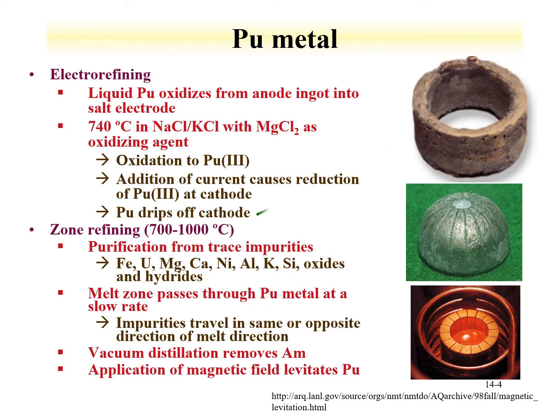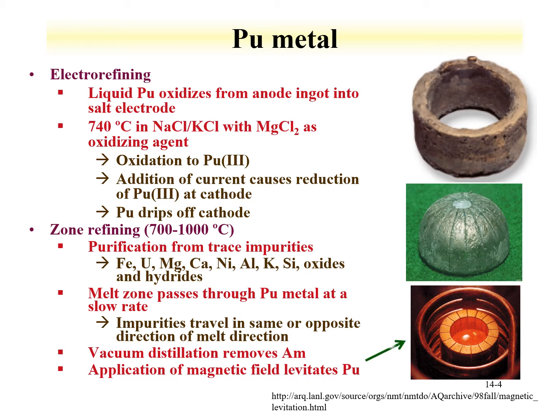Plutonium metal can also be purified through zone refining. In this case, plutonium metal can melt. Some of the impurities will not melt, such as oxides. They'll form a slag. So you could take plutonium metal, you have a melt zone which the plutonium metal can pass through at a slow rate. The impurities travel in a direction either the same or opposite of the melt, but you wind up having a section of the metal that has a relatively pure plutonium phase and a phase that contains the impurities.